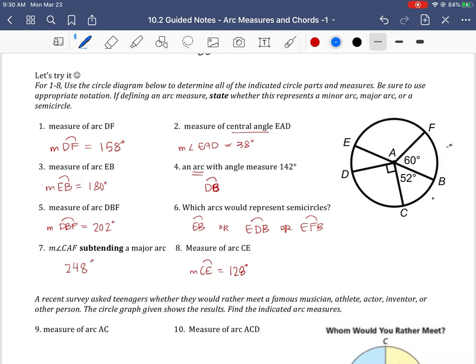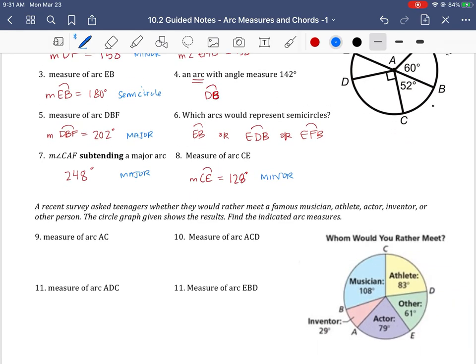Lastly, it just asked me to state whether they were minor or major arcs. So looking back at number 1, this is less than 180 degrees, so I would call this one a minor arc. Again, number 2, that one's an angle, so we don't need to identify that, though that is less than 180, it would subtend a minor arc. Number 3, this one would be a semicircle. Number 5, 202 degrees, that would be a major arc, right? That's more than 180 degrees. Same with number 7. This is a major arc, although it told us that. And number 8 would be a minor arc. So just making sure that we understand what we're looking for there.